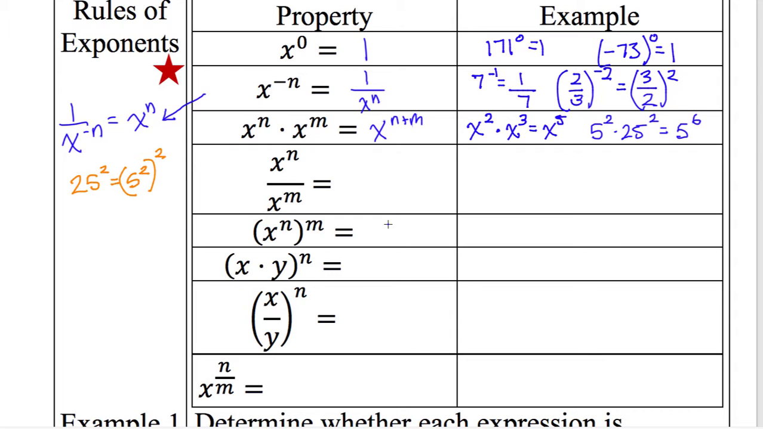Let's actually jump down to that rule. If I have a power to the power, x to the power of n, all to the power of m, that's equal to what? X to the power of... Good guess. Not n plus m. N times m. Which means I multiply 2 times 2 on my example up here. 2 times 2 is 4. This is 5 to the power of 4. Therefore, this one could have been 5 to the power of 4. So 5 to the power of 2 times 5 to the power of 4. I add the exponents, 2 plus 4, and I got 6.